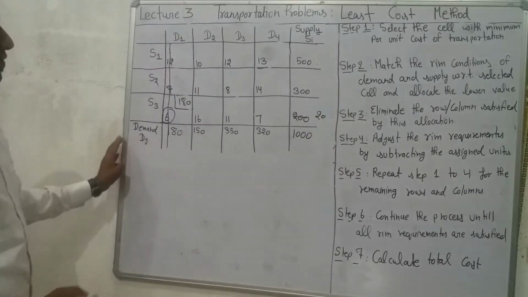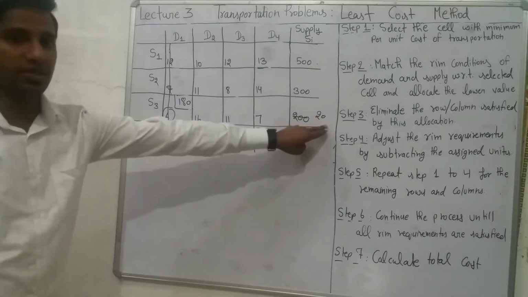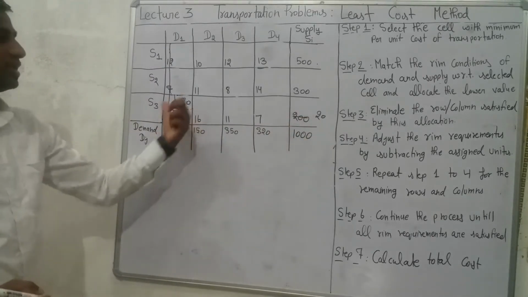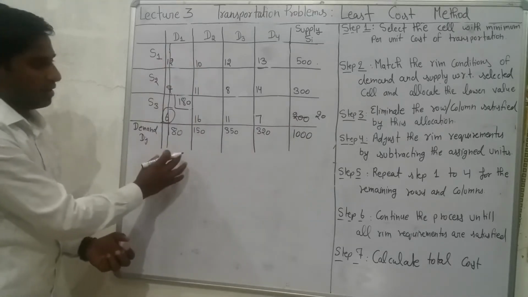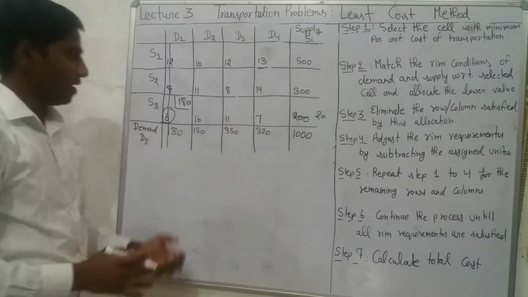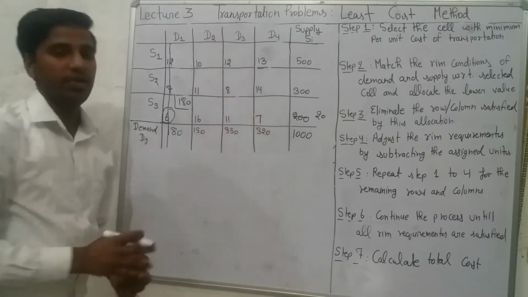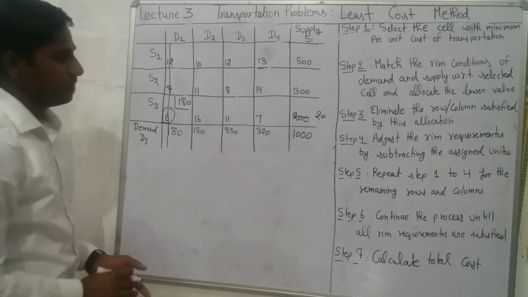So we have recalculated the supplying capacity of source 3, that is 20 units, because 180 units we have already assigned to destination 1. So if a column is deleted, then the row will be readjusted. Okay, and vice versa. If a row is deleted, then the column will be adjusted accordingly.